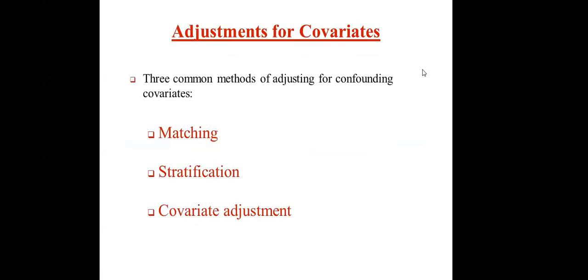So in any study we have confounding covariates that we want to do something about. We have three typical methods for dealing with this. One would be matching, so match the two groups on those covariates, stratifying, and covariate adjustment. I'll talk a little bit about each of those.